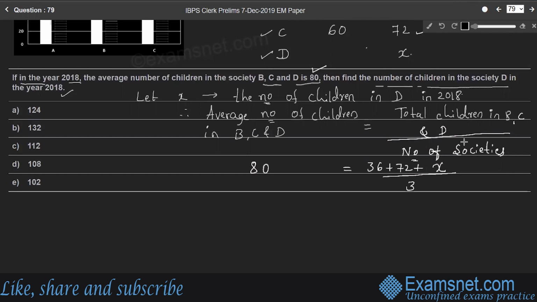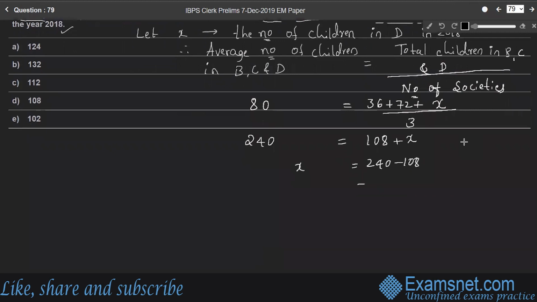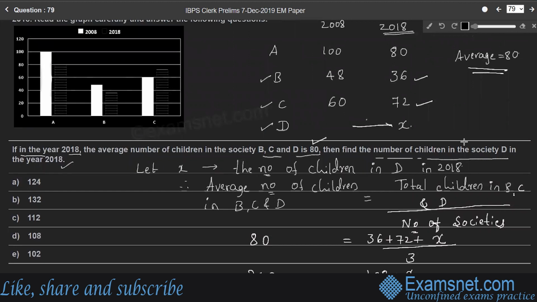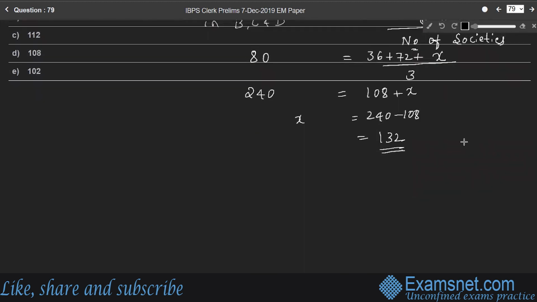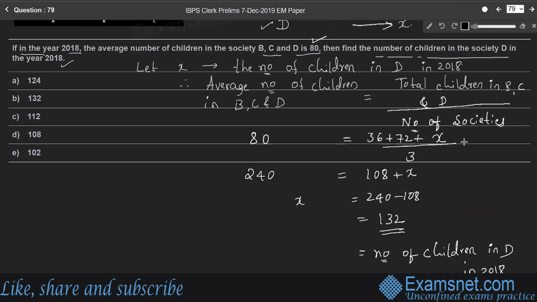So simplify and find the value of X. 80 into 3, 240, is equal to 36 plus 72, so it is 108 plus X. X is 240 minus 108, which is 132. Therefore, X, the number of children in society D in 2018, is 132. Therefore, 132 is the answer. So option B.